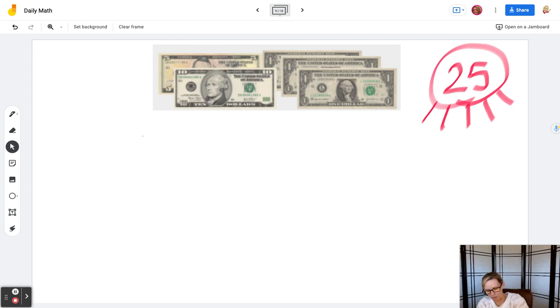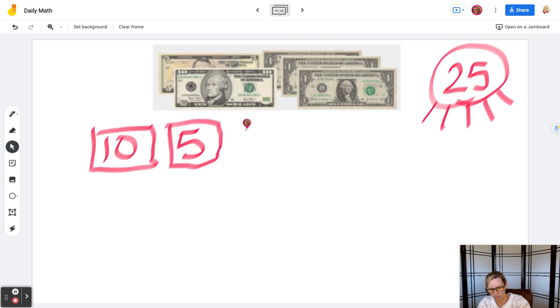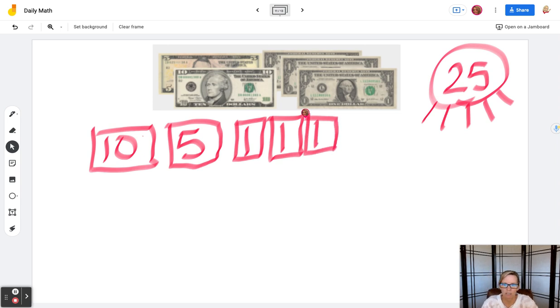We will just draw them out. So we have a $10 bill, and this time I'm going to put a square instead of a circle to remind me that these are dollar bills. And then we have a $5 bill, and then we have 3 $1 bills. All right, and so there's our money written out.